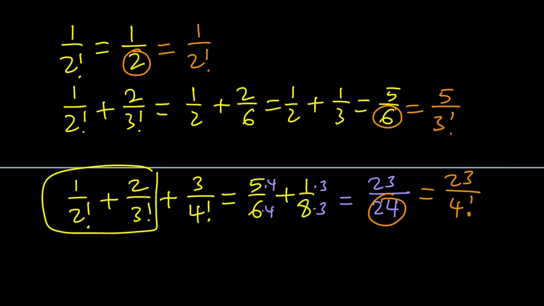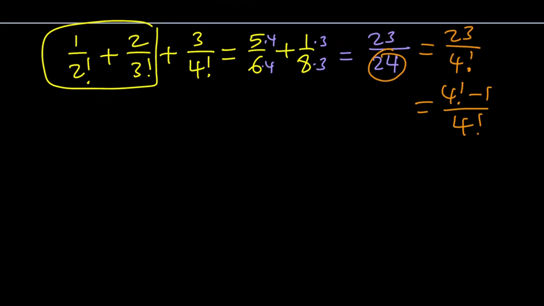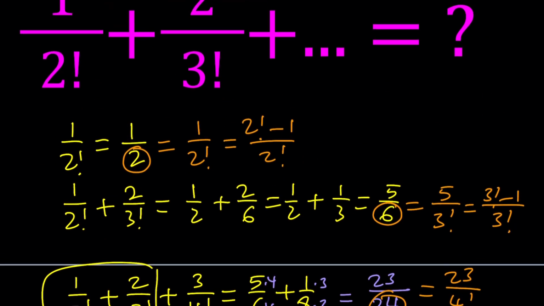Since 5 is 1 less than 6, we could also write it as follows. We can write this as 2 factorial minus 1 over 2 factorial. And we can write this as 3 factorial minus 1 over 3 factorial. And we can write this as 4 factorial minus 1 over 4 factorial. And in general, if this is true in general, then it should be something like n factorial minus 1 over n factorial. And obviously, this could be split up into 2 fractions, such as 1 minus 1 over n factorial. So that's my guess. Let's go ahead and see how this plays out.